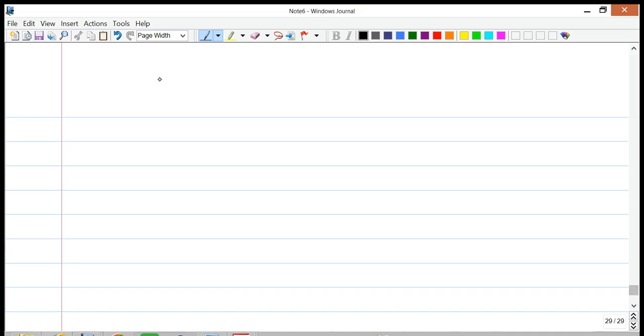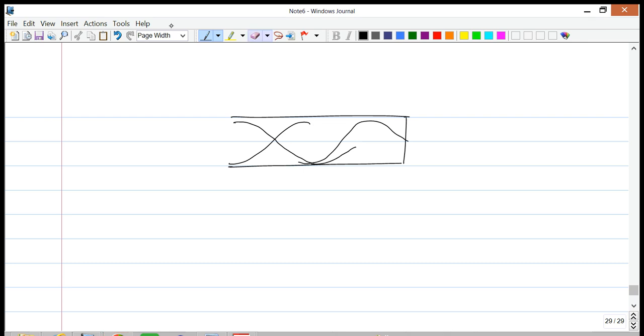Let's draw the next possible harmonic. Once again, antinode at one end, and then, oh no, I think I messed something up. I jumped a couple of steps. Okay, so let's start this again. Antinode at one end, and then node at the other.